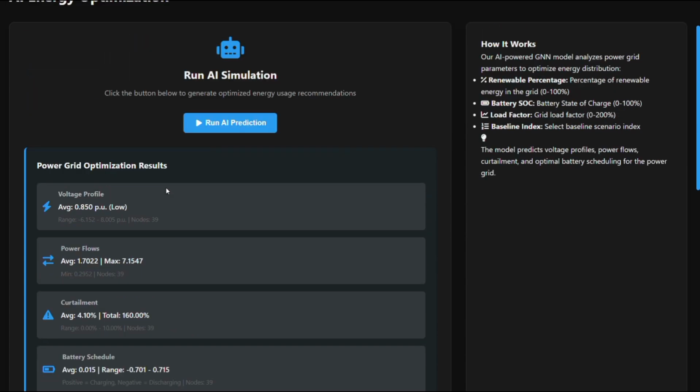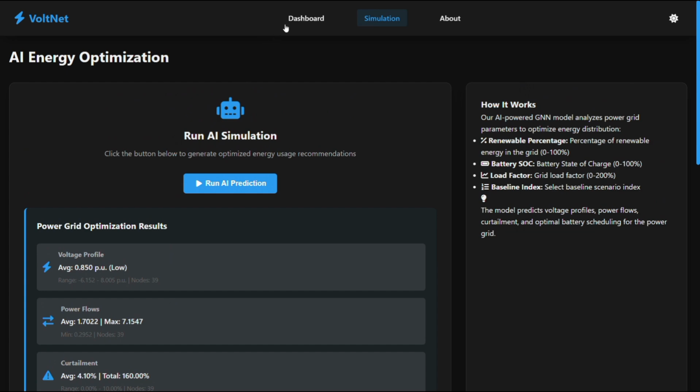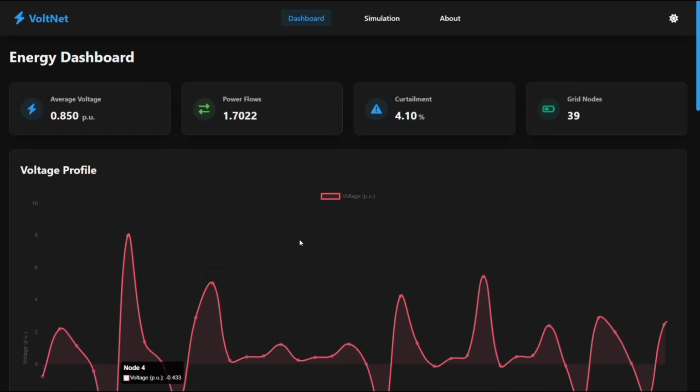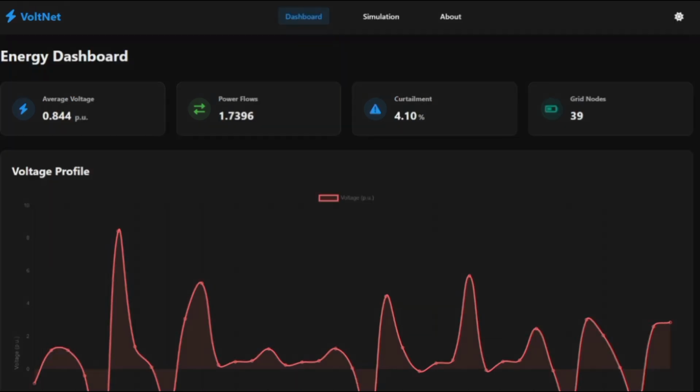Okay, so now let's quickly dive into the dashboard page. The dashboard gives you a quick visual summary of what's happening in the grid. Here you can see the average voltage, which tells you how stable the grid is. Power flow shows where energy is moving between the nodes, and curtailment is how much renewable energy had to be reduced. And then grid nodes tells the total points in the network.